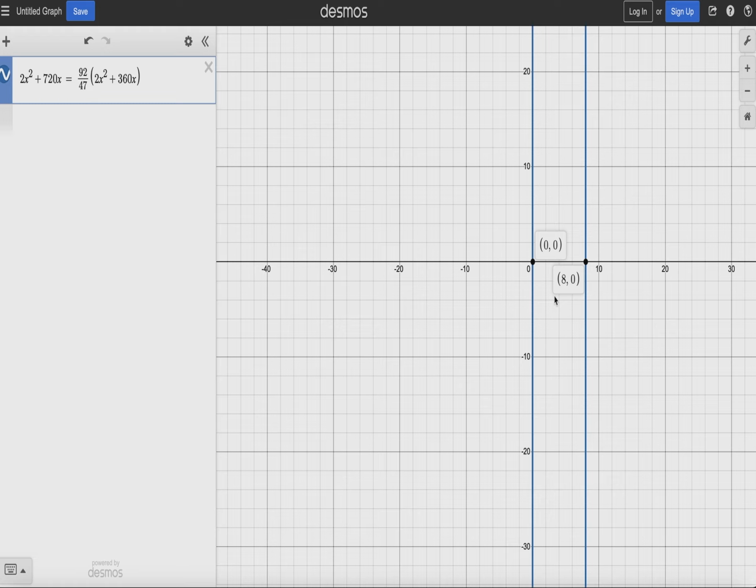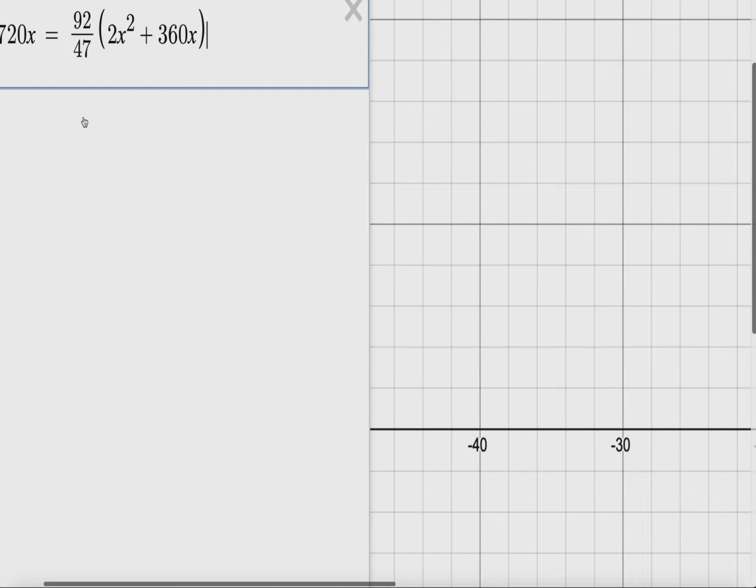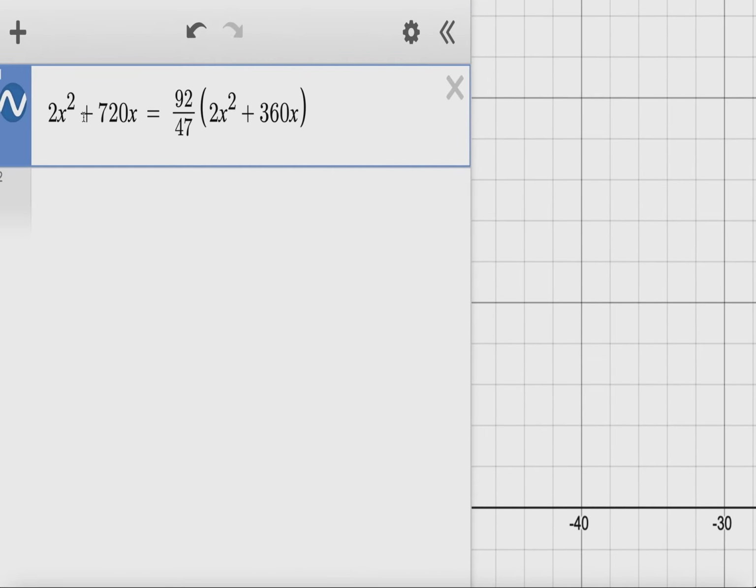So you can use DESMOS to help you. But notice how horrific the intersections were before. This is much more manageable, and I think they tried to make it as terrible as possible so that you couldn't use DESMOS. But just imagine that you were writing this down on paper and distributing and solving this quadratic using the quadratic formula. That's a time sink. There's room for error. That's absolutely horrific. Instead, use DESMOS.